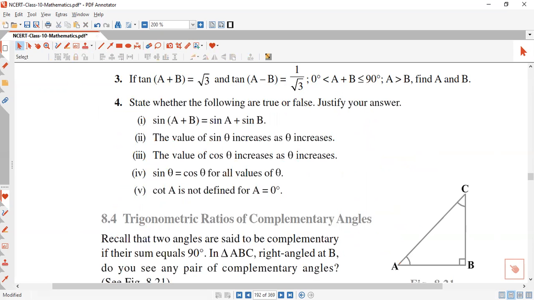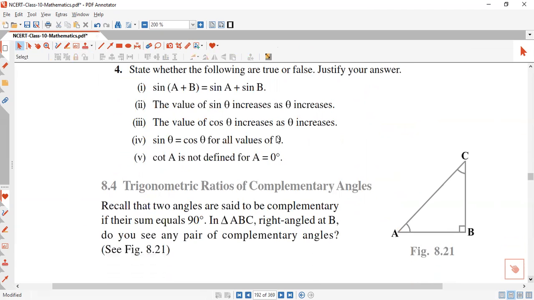Question number 4. State whether the following are true or false. Justify your answer.